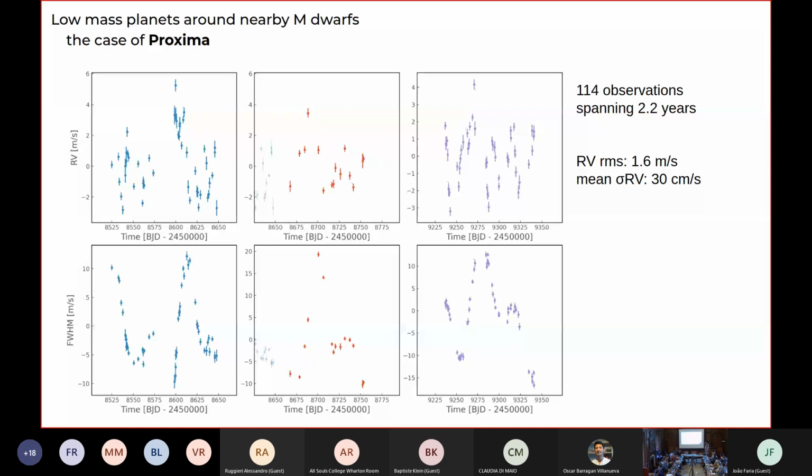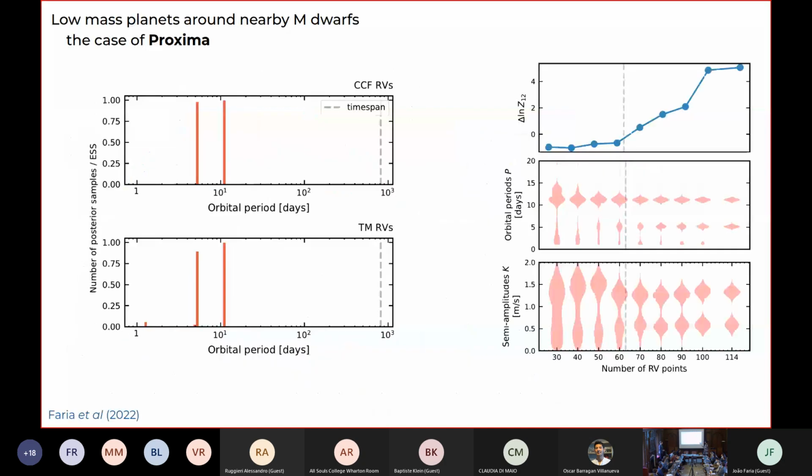Then if we model this data with that simple shared Gaussian process model that I showed you, what we detect is 2 very clear signals, both in the CCF radial velocities and in the template matching radial velocities. And you see here how the evidence for the 2-planet model has been increasing with increasing number of points, and also how the posteriors for the period and the semi-amplitudes have been getting better defined as we get more data.